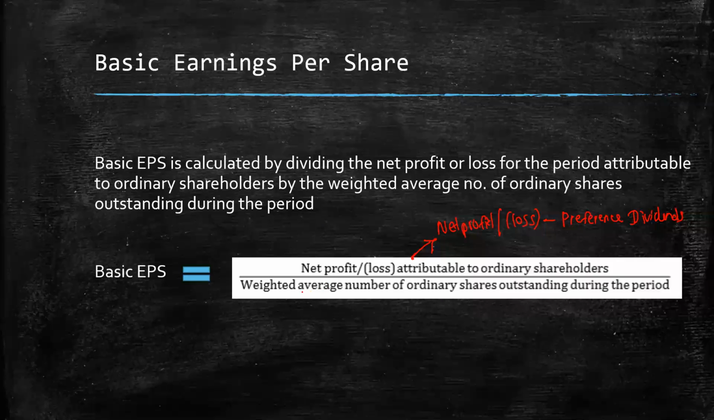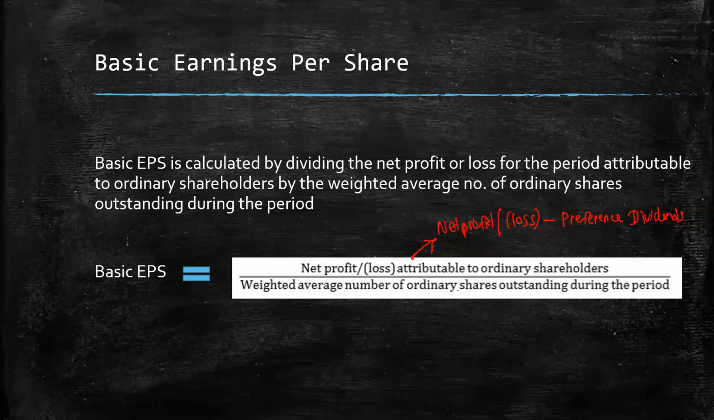And what is in our denominator? Weighted average number of ordinary shares outstanding during the period. For example, at the beginning of the year, we had 1,000 shares, assume as such. And at the end of the year also, we have 1,000 shares. At any given time during the year, we have 1,000 ordinary shares. Then no issue, we can take that 1,000 shares directly here. We do not need to calculate any weighted average. So that is the number of ordinary shares outstanding during the period.